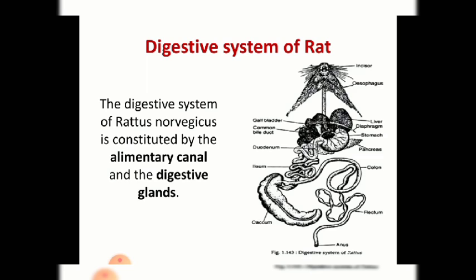There is one more organ which is morphologically connected, but it doesn't have any function in digestion. That is the spleen. You already know that the spleen has a major function in our immunity. It helps in the production of WBC and RBC, along with the bone marrow. So that's about the digestive system of rat, about digestive glands.